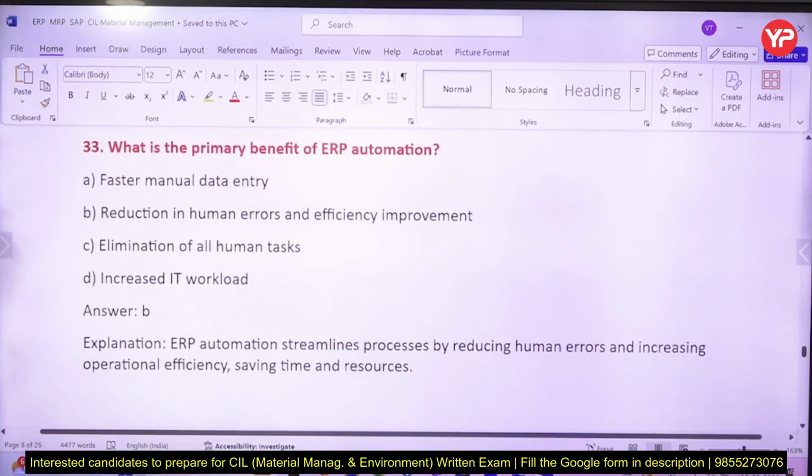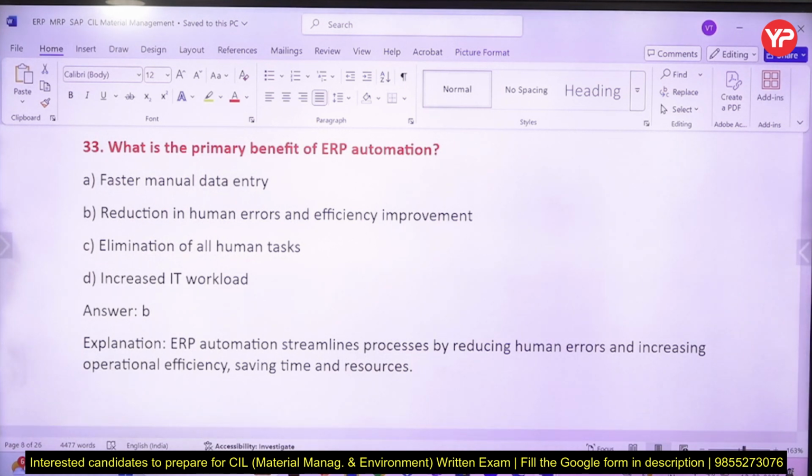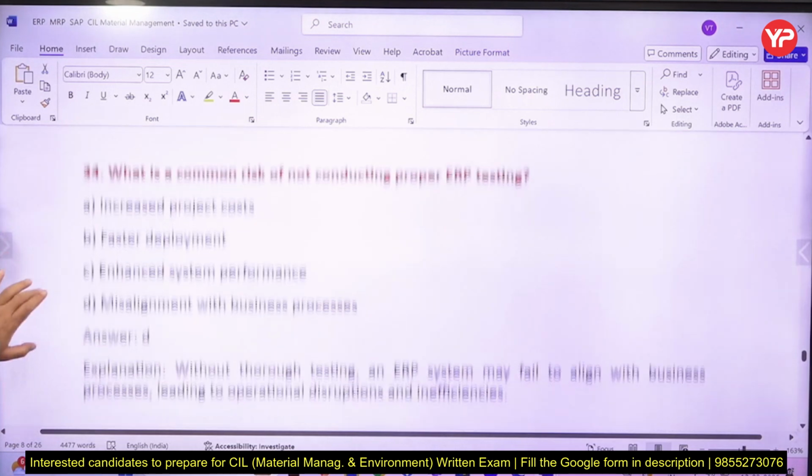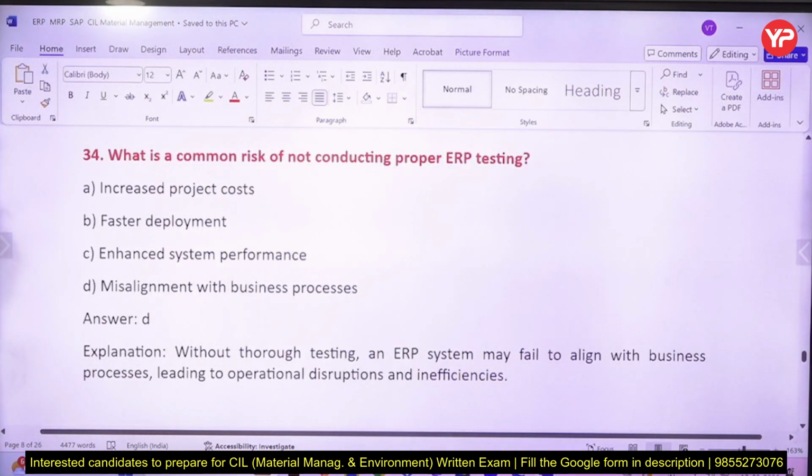What is the primary benefit of ERP automation? Reduction in human error and efficiency improvement. Obviously there is a purpose, because your error should not be there. Whenever some software will take care of these things, your human error will be reduced, your time will be saved.